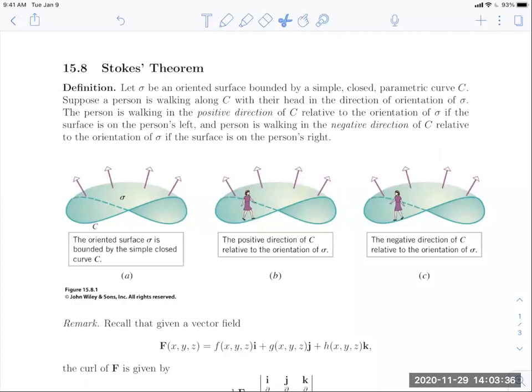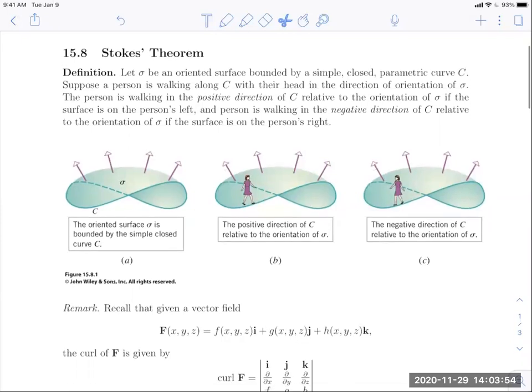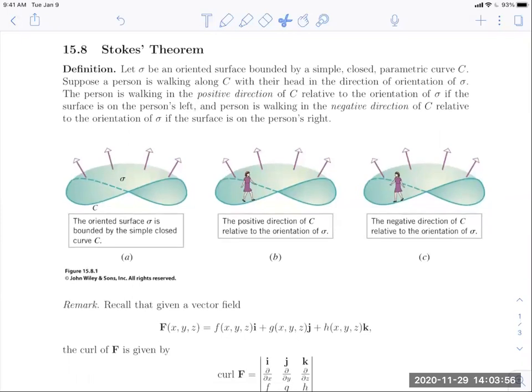15.8 is focusing on Stokes' theorem, and that theorem allows us to instead compute line integrals over simple closed curves as surface integrals using the curl of the vector field. Before we get into Stokes' theorem, let's first talk about positive versus negative direction. We have a definition here that says, let sigma be an oriented surface bounded by a simple closed parametric curve C. Suppose a person is walking along C with their head in the direction of orientation of sigma.